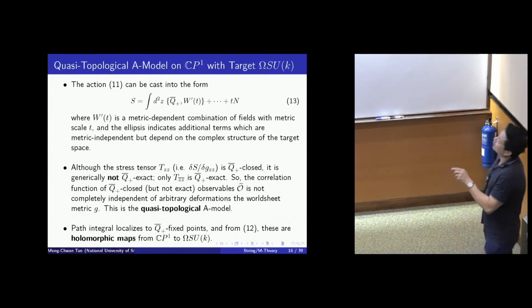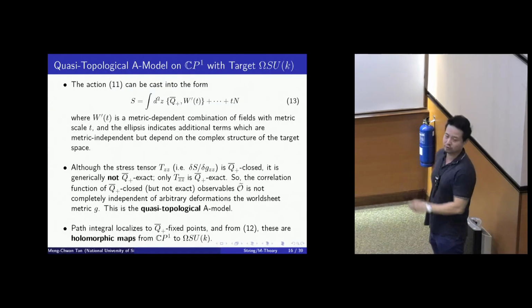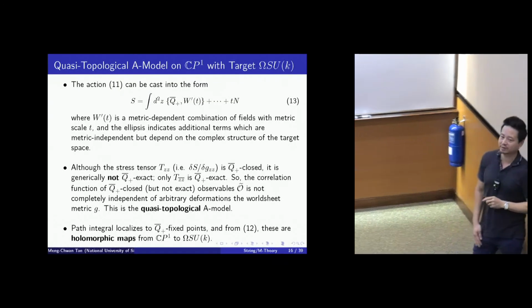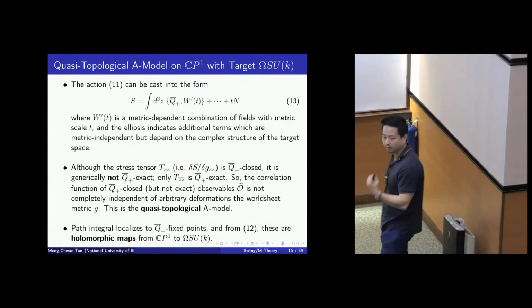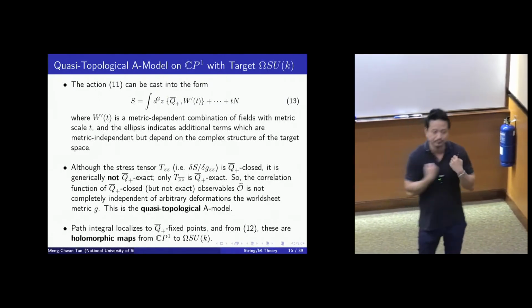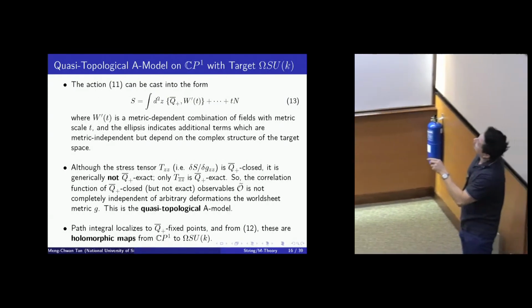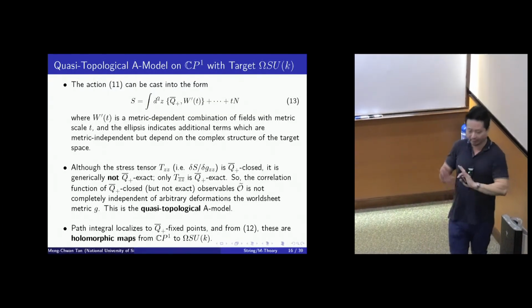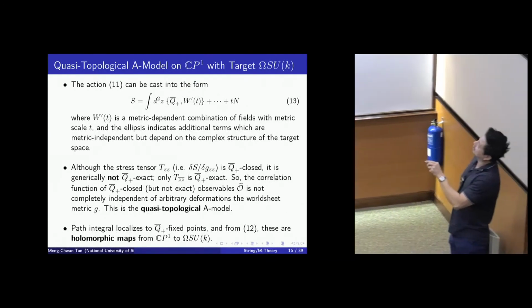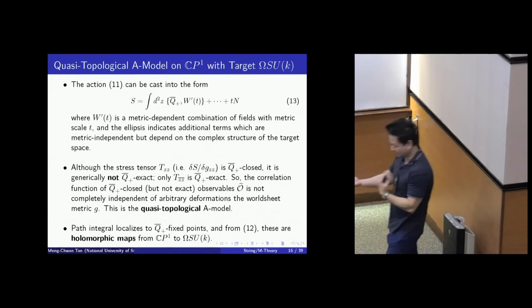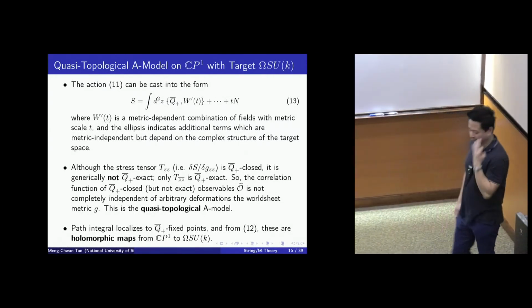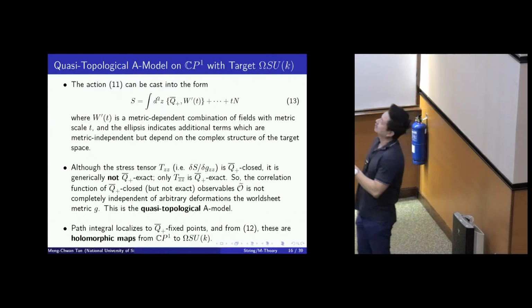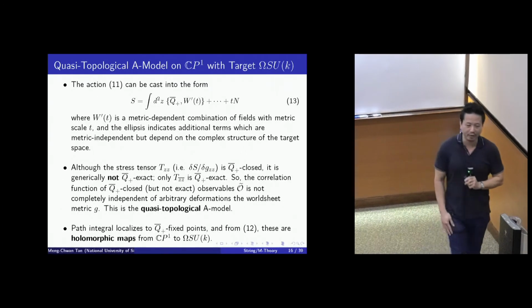You can rewrite it in terms of a Q commutator of just one of the supercharges with something that contains the metric of the target space, which we can append with a scale, and that will determine the coupling of the sigma model. Then we have terms in the ellipses which are metric independent but depend on the complex structure of the target space. And then of course the instanton term, where n is just the degree of the map, the pullback of the symplectic form from the loop group onto the worldsheet.